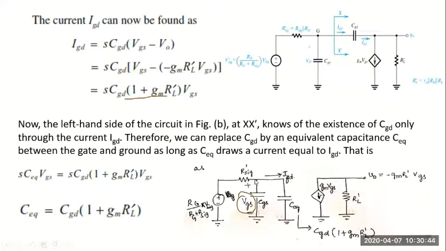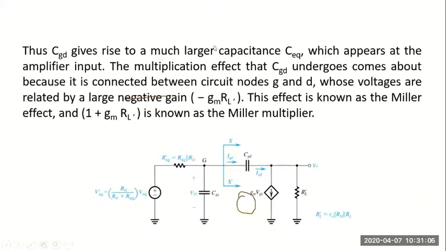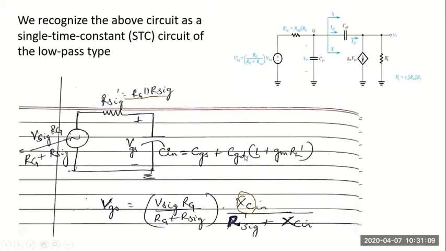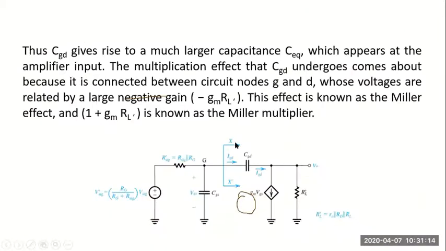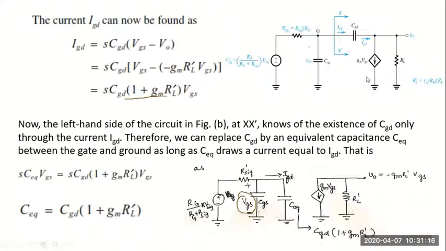I have the Thevenin's equivalent resistance R sig dash, R sig parallel Rg as in this circuit. Then I have this device capacitance CGS in parallel with an equivalent capacitance C equivalent, whose value is given as CGD into 1 plus GM RL dash. Now in this circuit, we will try to analyze that simplified circuit. So this is the simplified circuit which I have.